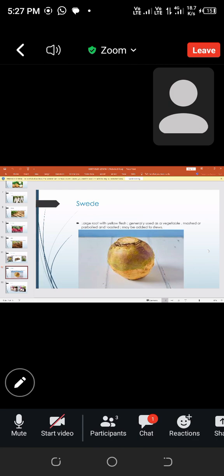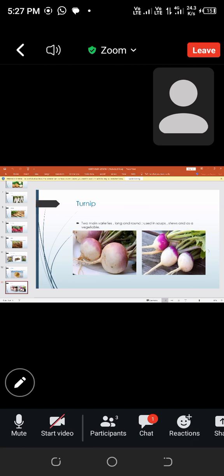Then we have the last type of vegetable, that is the turnip. There are two main varieties, long and round, and they are used in soup, stews, and as a vegetable. As you can observe, it looks like the swede, but they differ in color, and the turnip is white in color. So that's all about the root vegetables, and that's all about our lesson today.